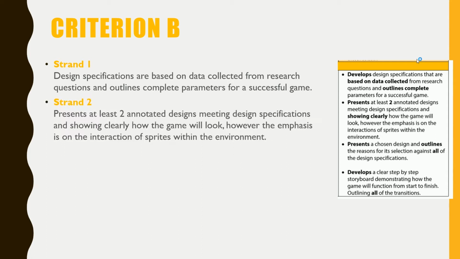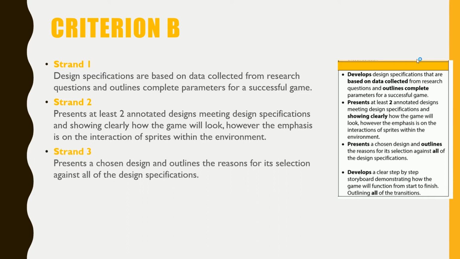Strand 2 is presenting at least 2 annotated diagrams, meaning design specifications, and clearly showing how the game will look. So these have to be 2 separate designs of the gameplay. However, the emphasis is on the interaction of the sprites with the environment. So how do the different players and objects within the game work together? You don't have to give the whole game, but just the main core functionality of the gameplay.